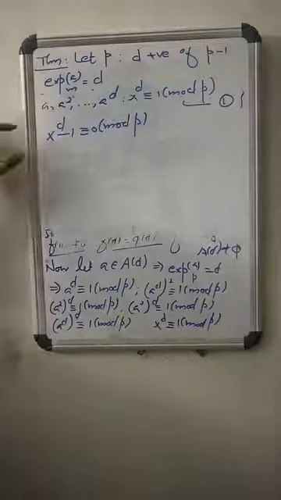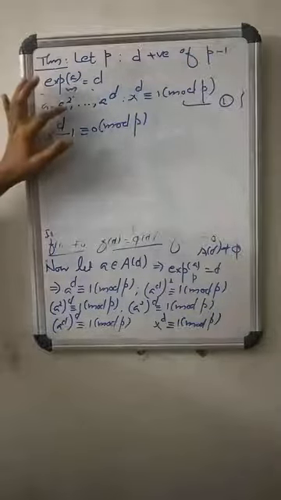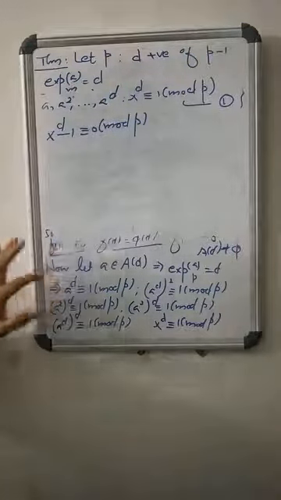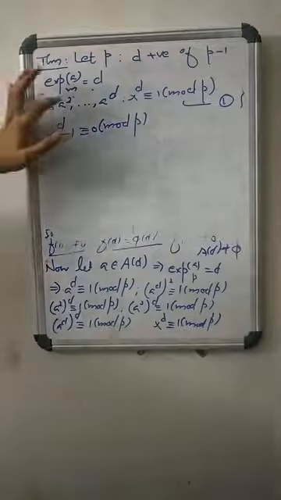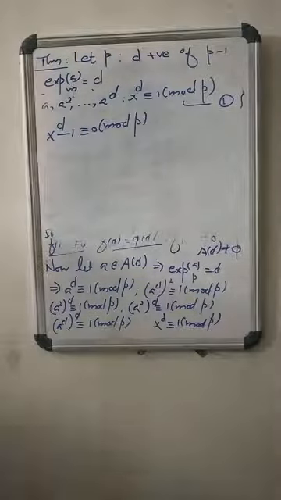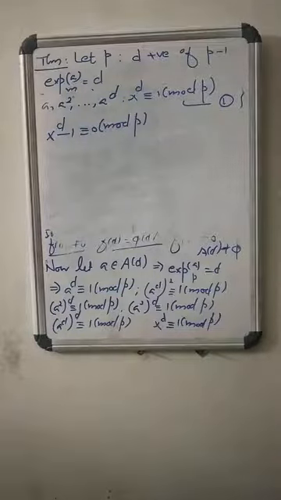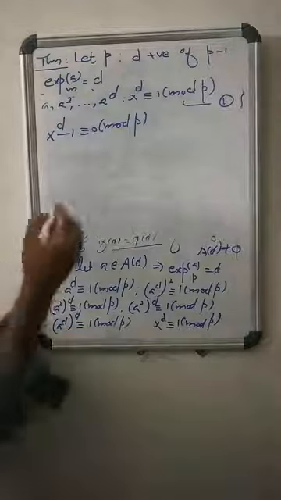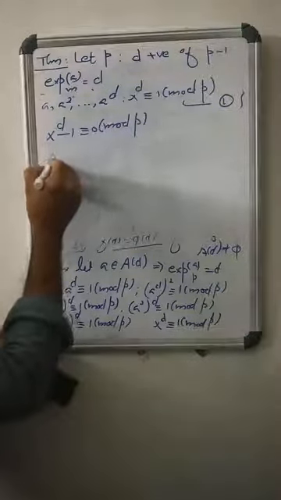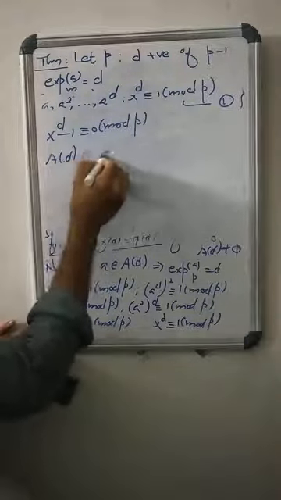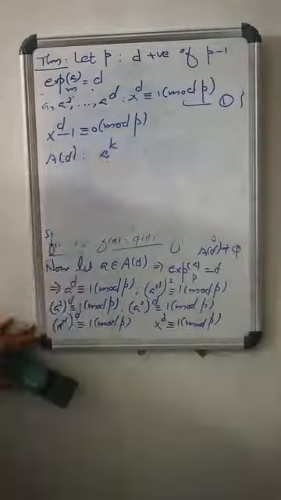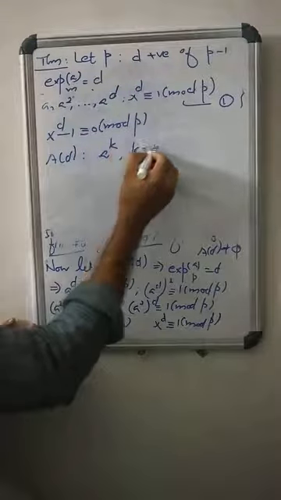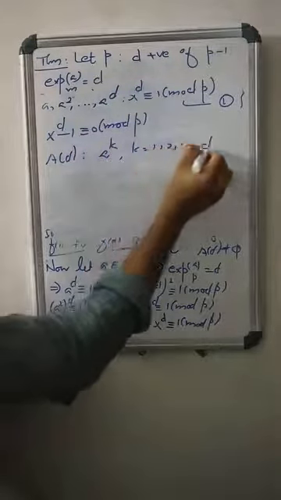Hence, each number in the constructed set A(d) is of the form a^k for k equals 1 to d. Therefore, every element in A(d) is of the form a^k, where k is 1 to d.